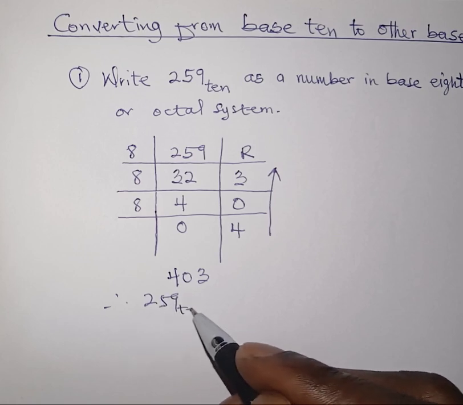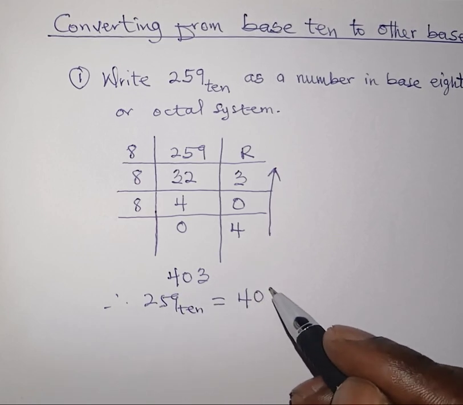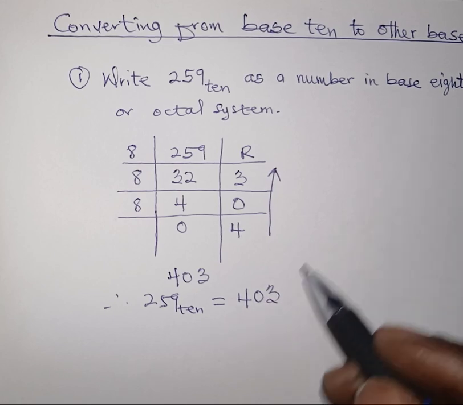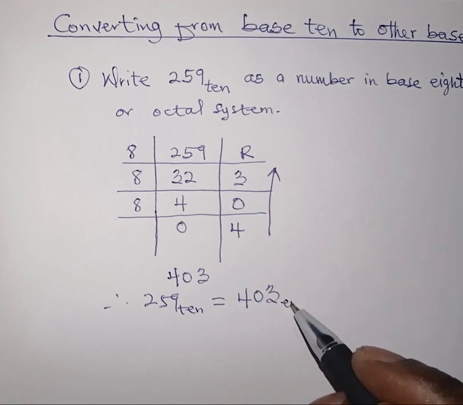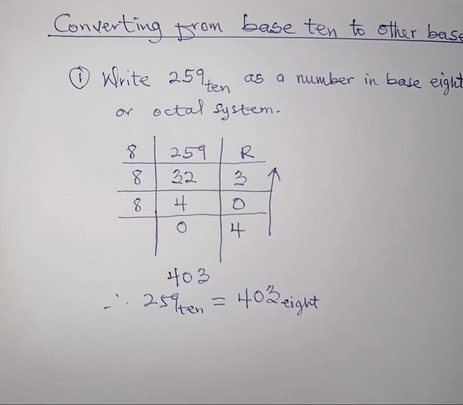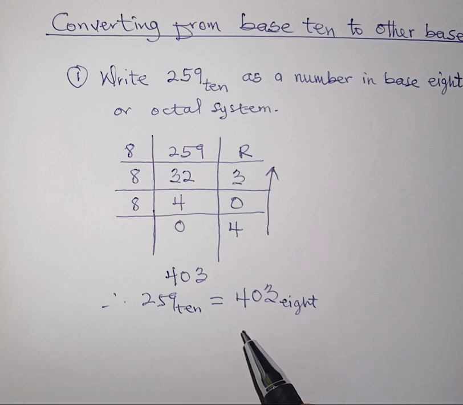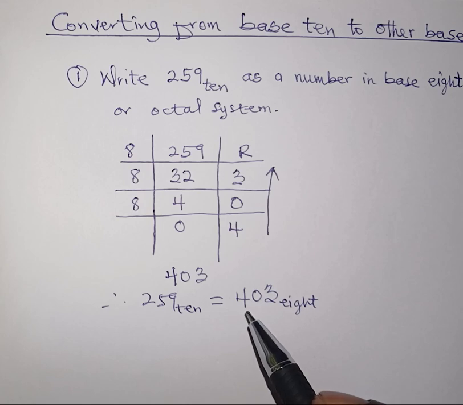If that's the case, then you can conclude that therefore 259 base 10 is equal to 403 base what? 8. You were asked to change it to base 8. Exactly. So that is how we change from base 10 to other bases. Let's take another example and see how we can do that one as well.